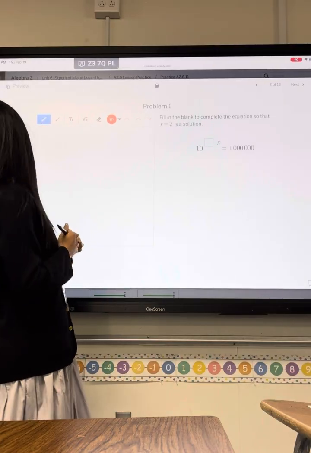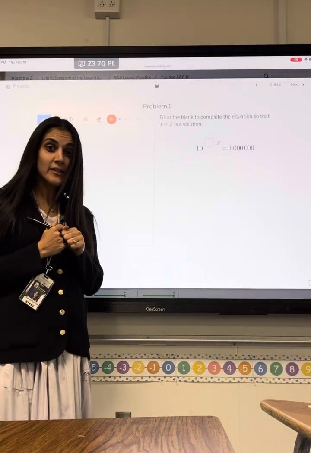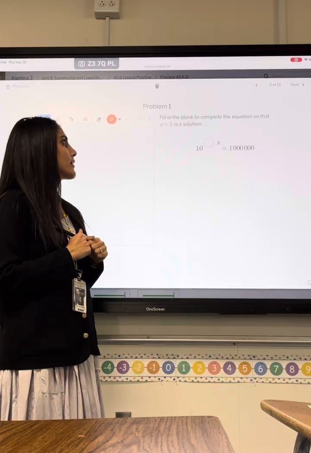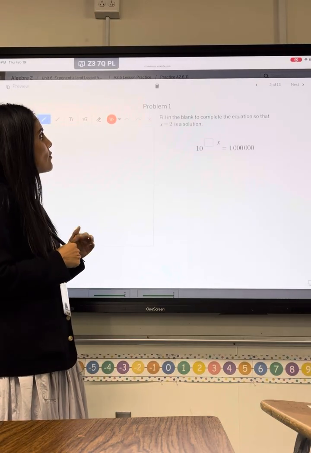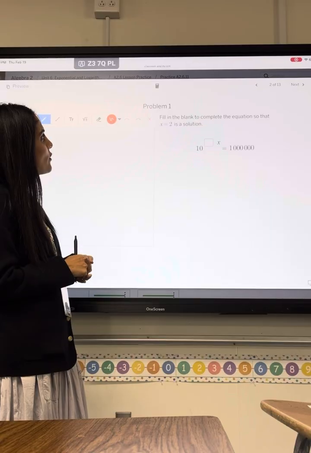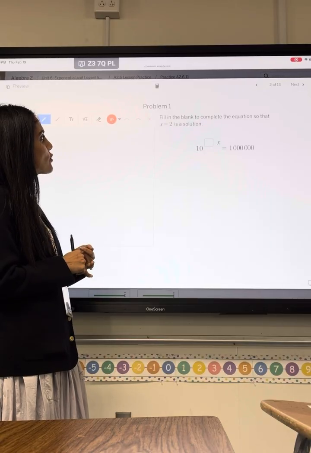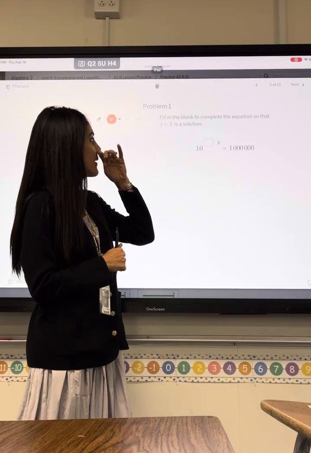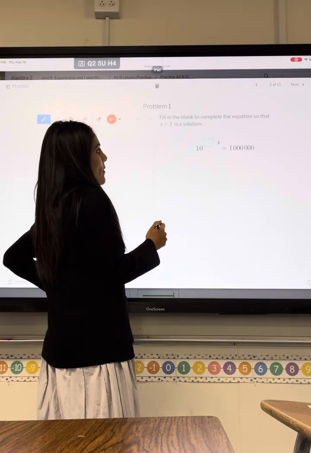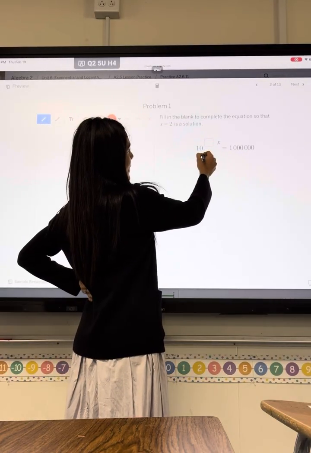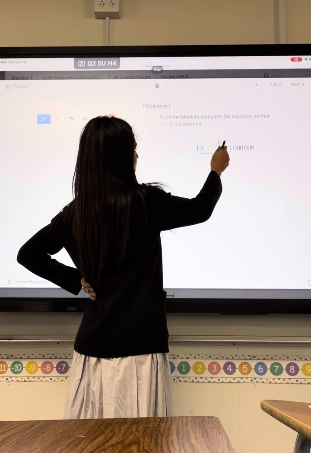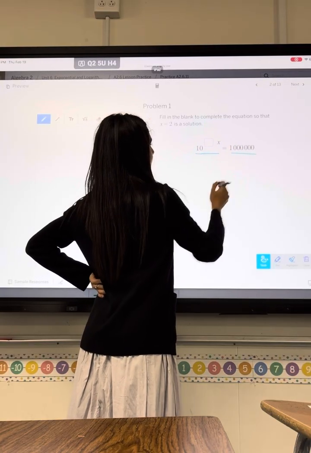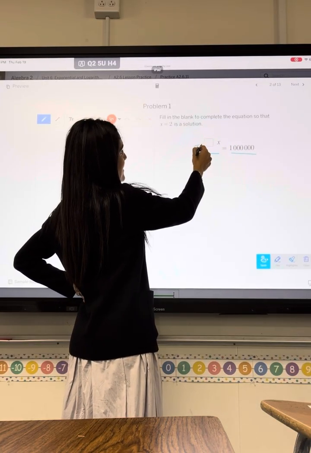Here is our 6.11 and 6.12 homework, all right? We're going to fill in the blank to complete the equation so that x equals 2 is a solution. So remember, the simplest way to solve an exponential equation is if we can make these bases match, all right?